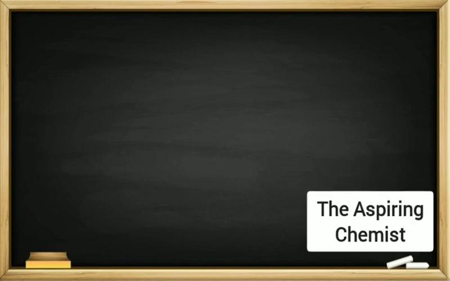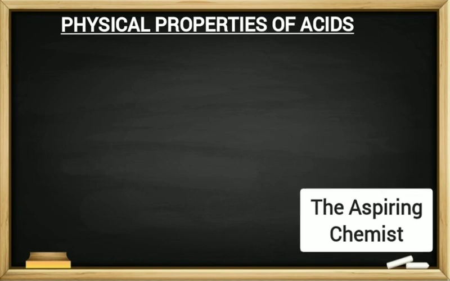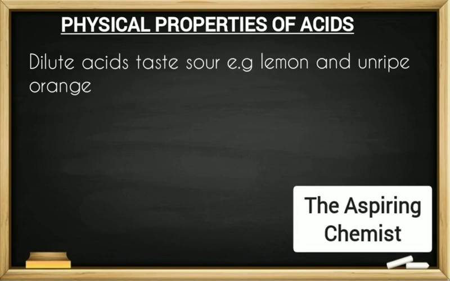So, let's talk about the physical properties of acids. Now, these physical properties of acids are what the majority of us use to identify acids, and I'm going to list them here. The first one is that acids in their dilute state are very sour.